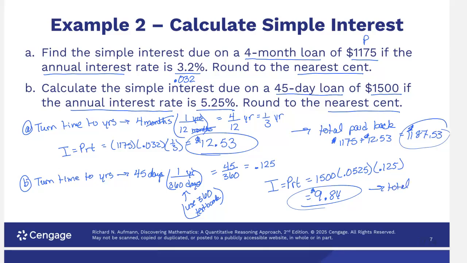So the total paid back would be the principal plus the interest. The principal was 1,500 here, and the interest was 9.84. So it's going to be 1,509.84. So that is the future amount that's owed for that loan.